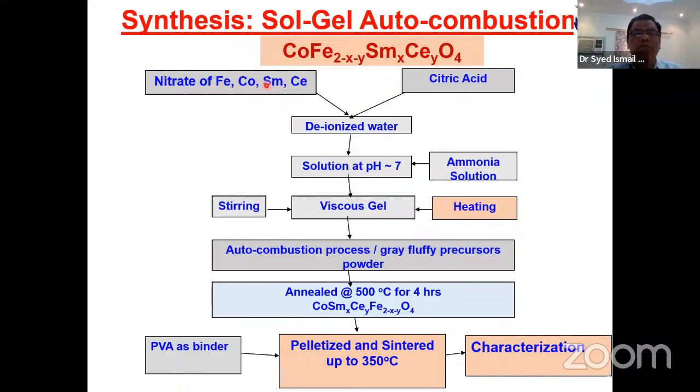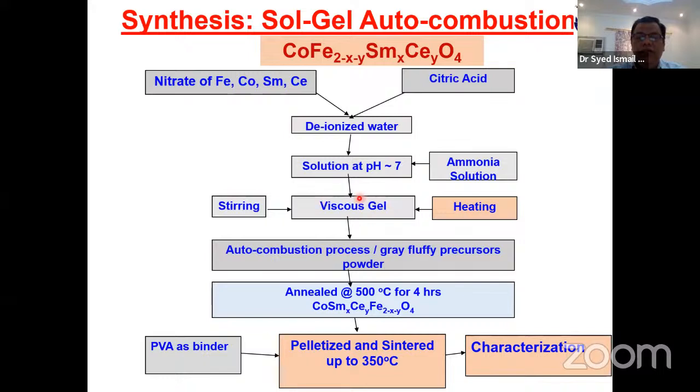Metal nitrates of iron, cobalt, and samarium in the stoichiometric ratio are taken and dissolved in deionized water, distilled water. Citric acid has been used in a 1:3 ratio. This citric acid has been used as a chelating agent as well; it works as both fuel and chelating agent. Then the solution was heated on a hot plate with continuous stirring and heating, adding ammonia to keep the solution at pH 7 buffer.